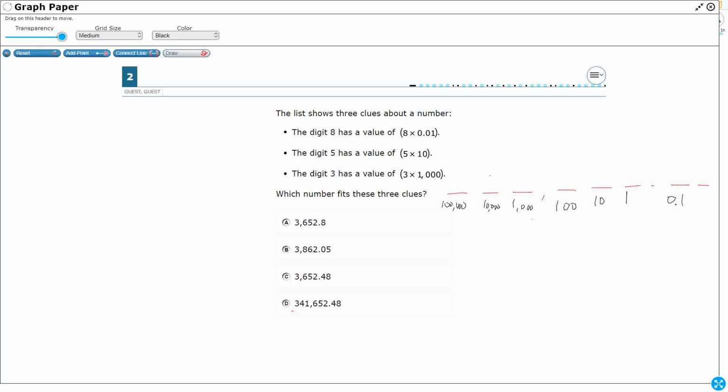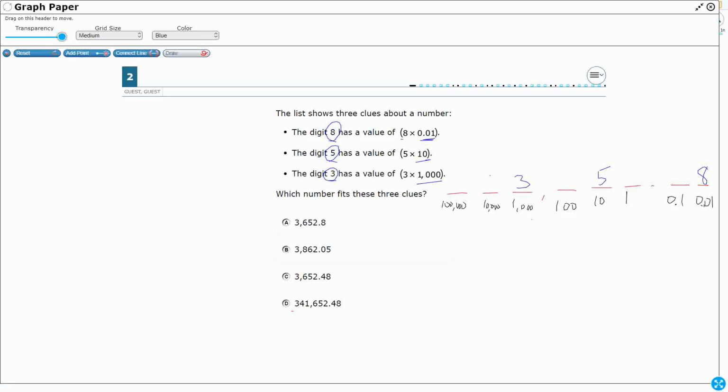Now this is where the decimals get a little bit tricky. I've got 1/10, got 1/100th. All right, so I've got my place value chart. Now our clues, 8 has a value of 8 times, and then that's going to give you the name of the spot. That's the 100th spot. So I'm going to put my 8 right there. 5 is 5 times 10, so I'm going to put my 5 in the 10 spot. 3, it's got 3 in the 1,000, so I will put that right there.